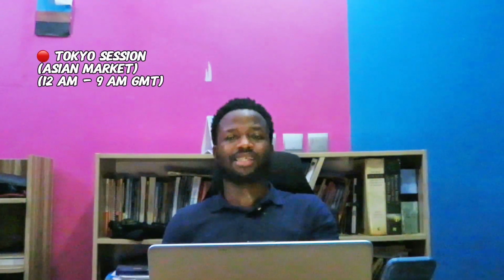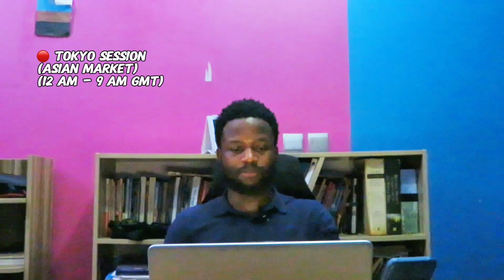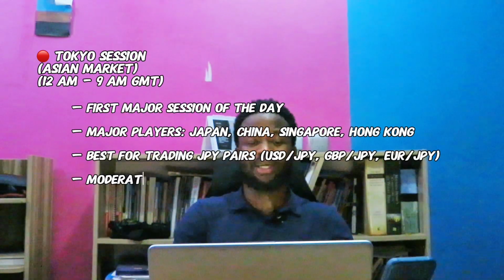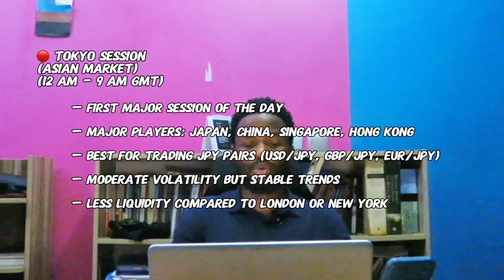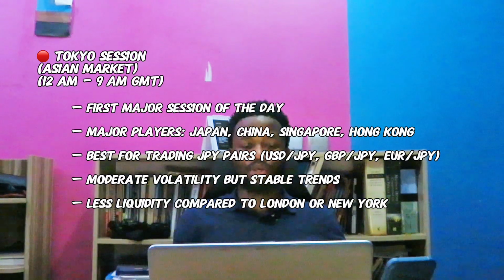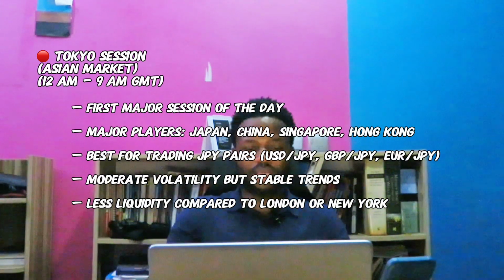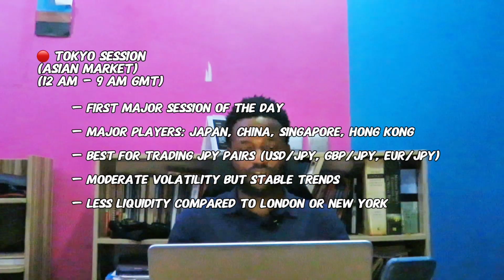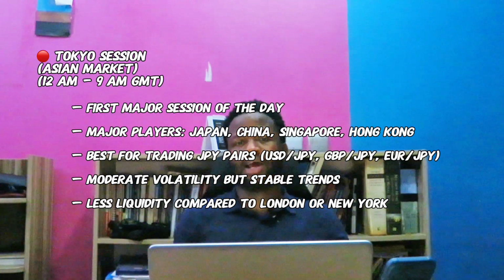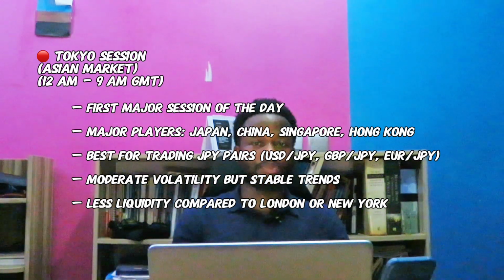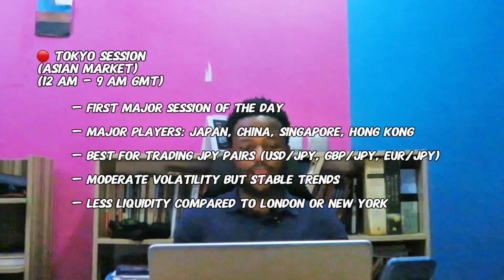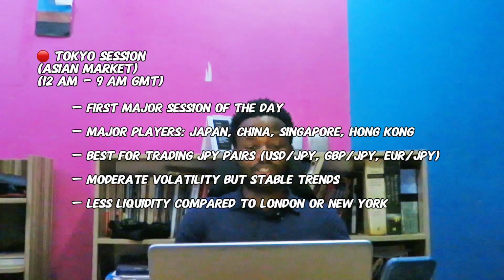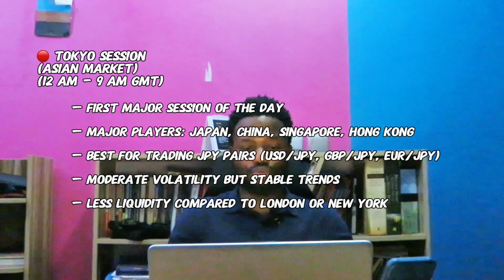The first thing is that it is a major session of the day because the major players here are Japan, China, Singapore, Hong Kong. These are big countries, and the best trading pairs here are JPY. This is Japanese yen, and some of the crosses of that are USD JPY, GBP JPY, Euro JPY. It has moderate volatility but stable trend.